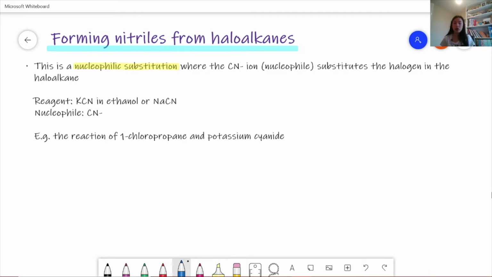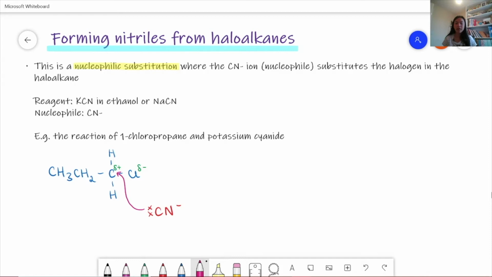So I'm going to draw out 1-chloropropane. So we have CH3, CH2, and then a carbon with 2 hydrogens, and then a chlorine. And so because chlorine is much more electronegative, we have partial charges. So we get a partially positive charge on the carbon and a partially negative charge on the chlorine. And it's this partially positive carbon which attracts the nucleophile because it has a spare pair of electrons. So we have the nucleophile here, which is a CN-, and we have a spare pair of electrons. And so these 2 electrons are attracted to this partially positive charge on the carbon, and so they attack it.